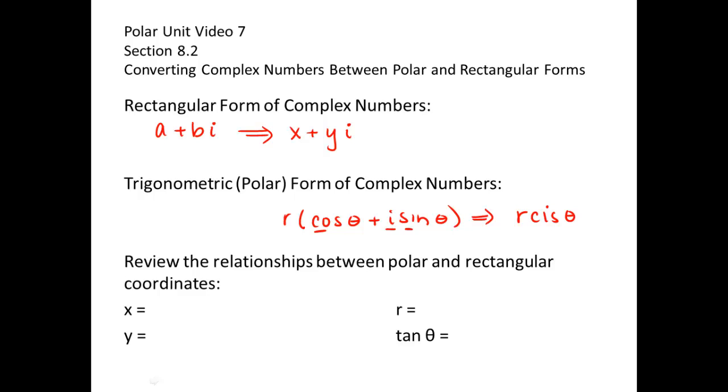So here are relationships. This should not be news to you. x is r cosine of theta and y is r sine of theta. So maybe you can imagine where this information is coming from. And your r is the square root of x squared plus y squared, and tangent theta is the ratio of y over x. So all of that should be review here at the bottom.